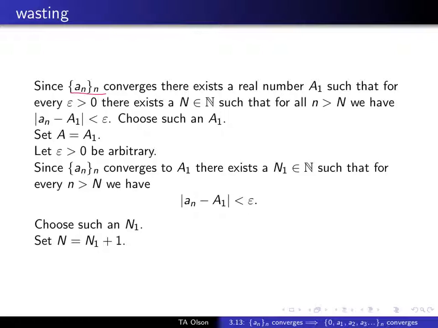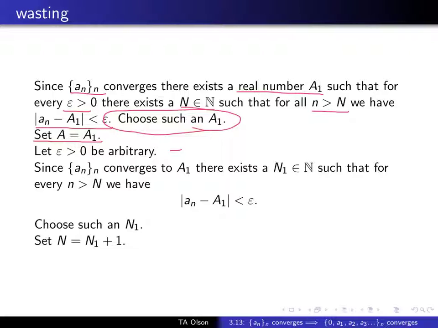Since we have a convergent sequence, it has to converge to something, so there exists a real number a1, such that for every epsilon greater than 0, there exists an N1, such that for all n greater than N1, we have the usual inequality. Basically, it satisfies the definition of convergence. Now, we're going to choose such an a1. We haven't proved in class that these are unique, so there could be lots of them. So we've got to pick one. So let's pick one. And I'm going to set the a we're going to use in our proof equal to that a1. So now we have constructed a.